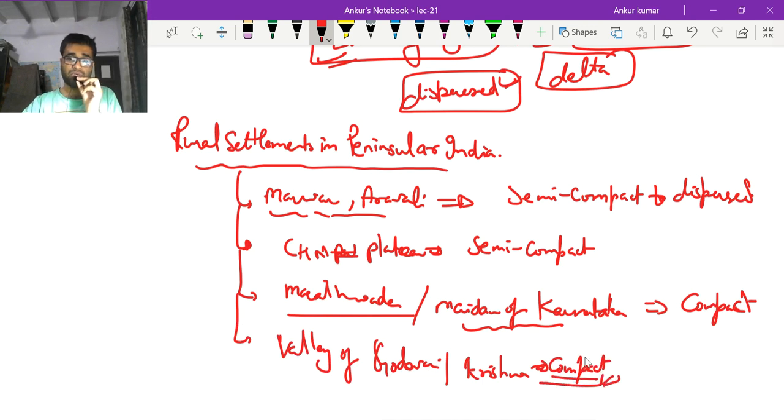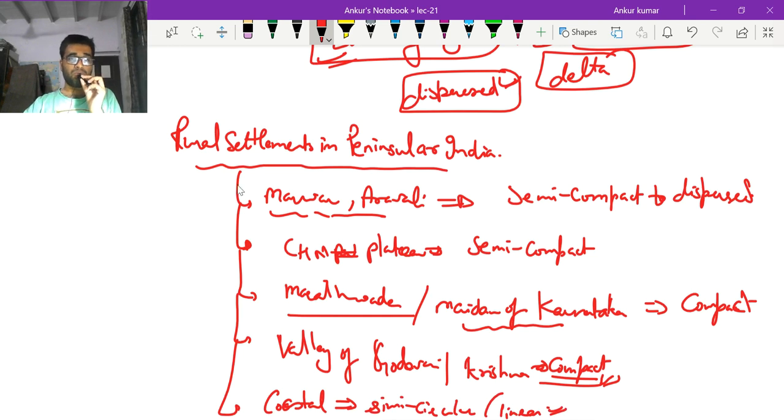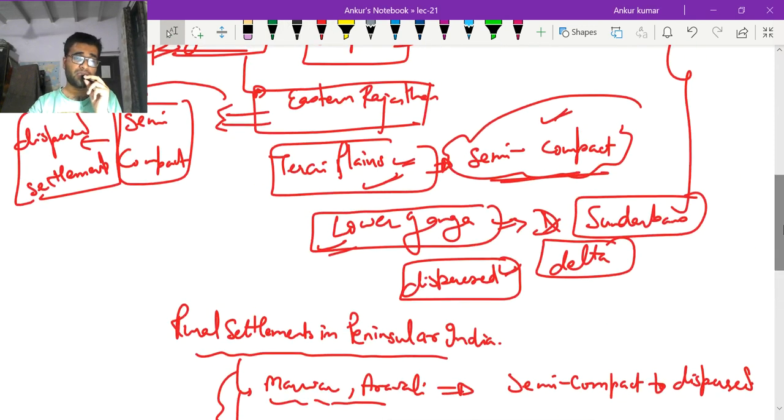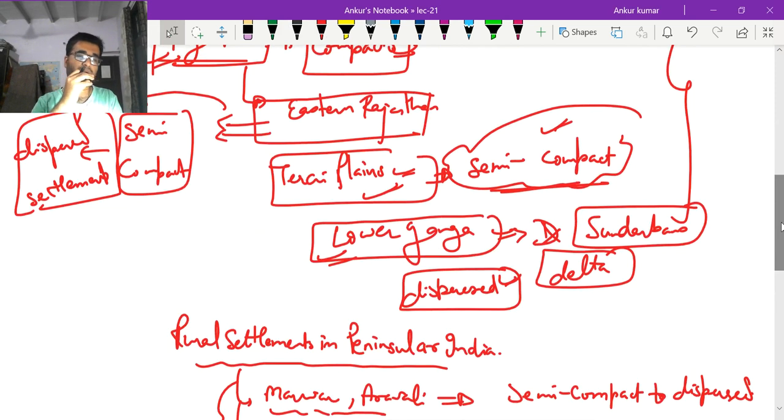For example, when you move towards the coastal areas, mainly fishing villages are present, and the fishing villages tend to take shape of either semicircular shapes around a lake or linear shape around the coastline, around the sea. So basically you have to know how different parts have different kinds of settlement and how they are distributed in different parts of India. So we saw two examples basically. One example is of the Ganga plains, how the rural settlements are found, and another is peninsular India, how different types of settlements are found.